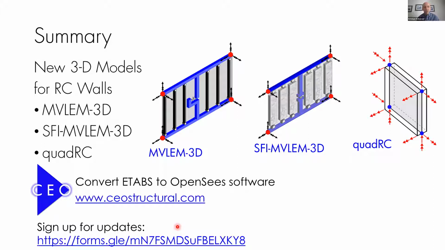And there is also this convert ETABS to OpenSees software. If you're interested in something like that, take a look at ceostructural.com. I believe I discussed this shortly with Pavan before. I will be happy to come back and give another talk about this converter tool sometime down the road, maybe in a couple of months. That's all I have for now. I'll be happy to answer any questions.